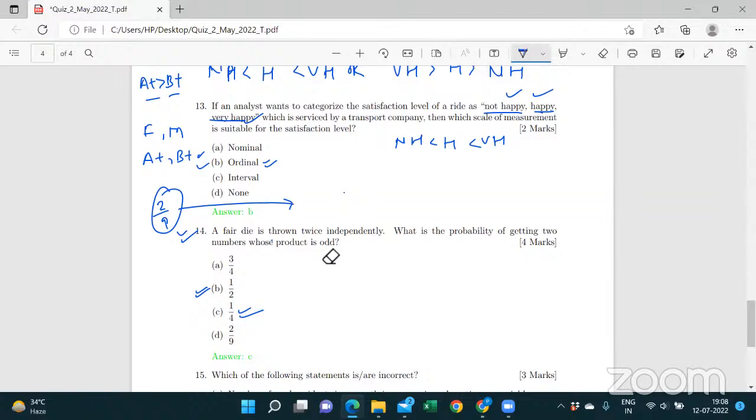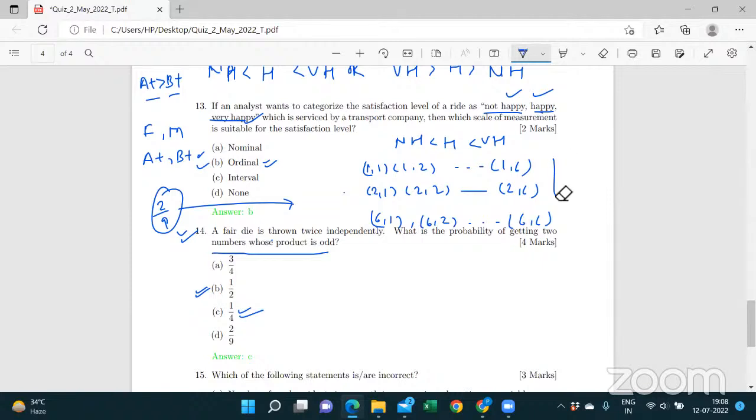Now, a fair die is thrown twice independently. What is the probability of getting 2 numbers whose product is odd? What is the condition for the product of 2 numbers to be an odd number? Both the numbers should be odd. If you throw a die independently twice, what will be the sample space? 1 1, 1 2, up to 1 6. Similarly 2 1. Sir, 2 is not odd, no, sir? No, I'm writing total possibilities. So it's 6 by 6. This is my sample space. This is the 36, so 36 is the total number of cases.